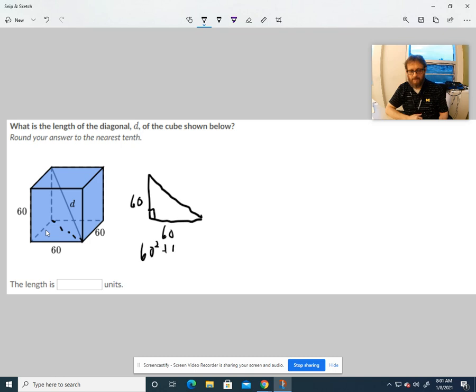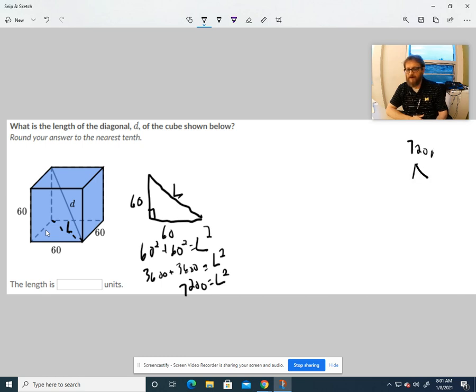60 squared plus 60 squared equals, whatever you want to call this, we can call it L squared. So that's 3600 plus 3600 equals L squared, and that's 7200 equals L squared. And so now the square root of 7200. Well, that's going to be a big breakdown. 7200 with a factor tree.